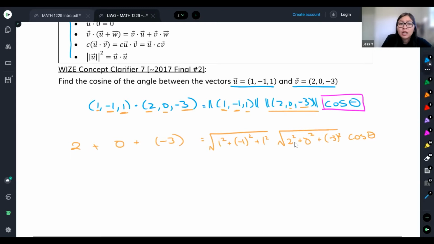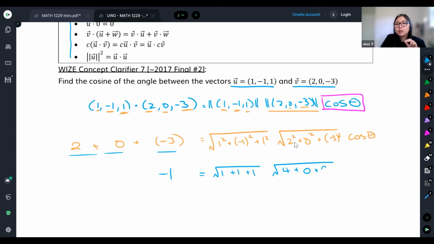Now it's number crunching time. So 2 plus 0 is 2, minus 3 is -1. And then here under the square root, 1 squared, that's 1 times 1, -1 times 1, and then 1 times 1. Second square root, 2 times 2 is 4, and then a 0, and -3 times -3, make sure you get that positive, right?